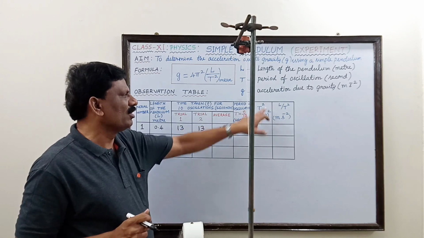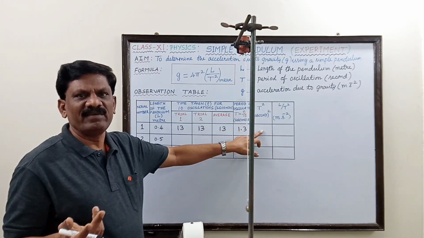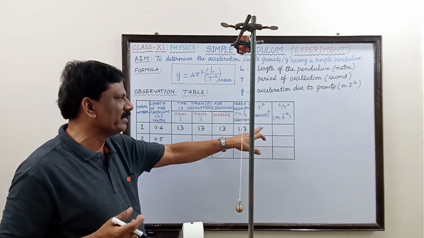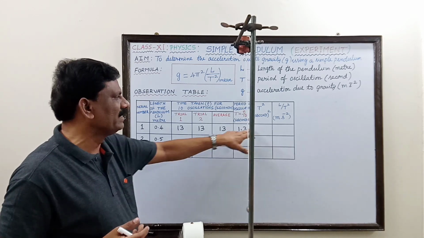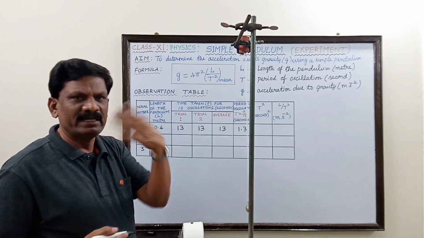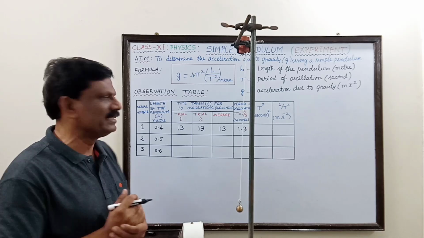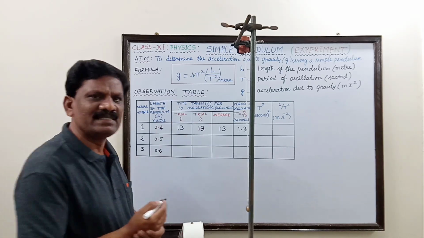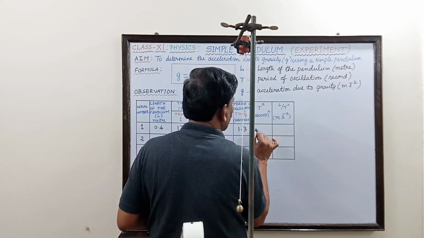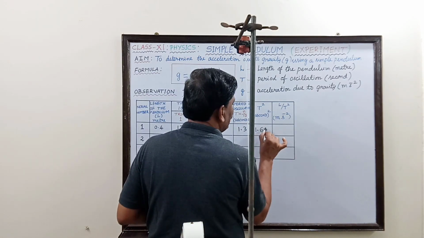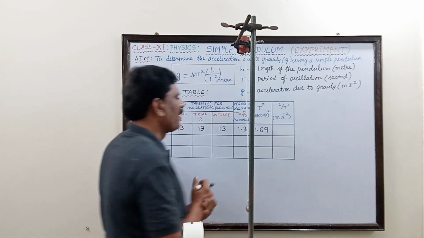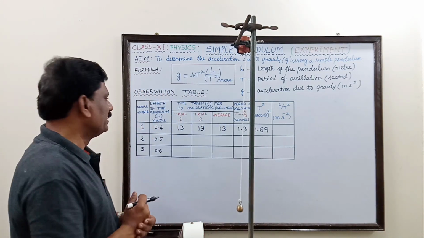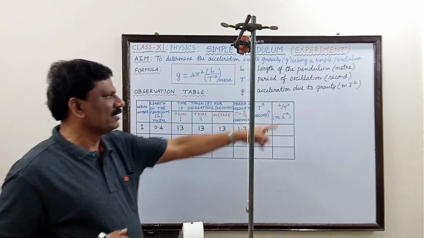Now here there is a column T square. For my convenience, I will calculate T square and record it in a separate column. So it is 1.3 the whole square. 13 13s are 169, is it not? Therefore the square of 1.3 must be equal to 1.69. So here I will write the T square column as 1.69.